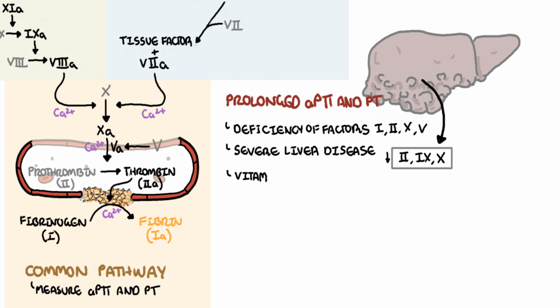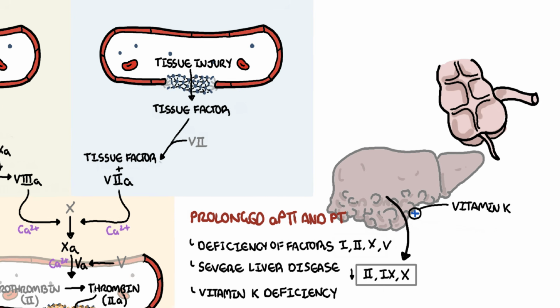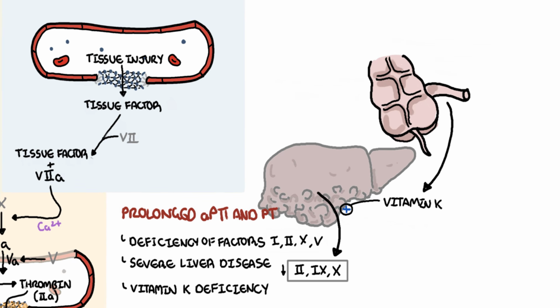Vitamin K deficiency can cause this. Vitamin K is required to make some clotting factors from the liver. Causes of vitamin K deficiency include reduced dietary intake or reduced absorption from the gut because you have Crohn's disease, or surgery of the distal small intestine where vitamin K is absorbed.